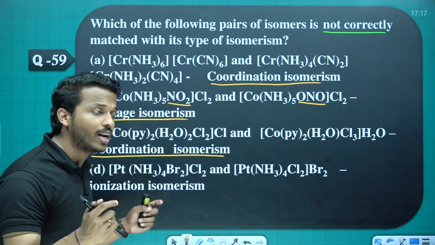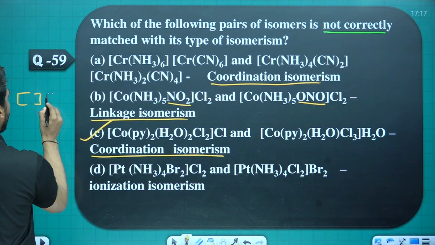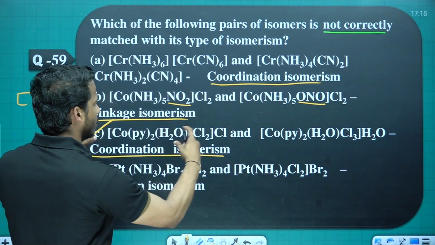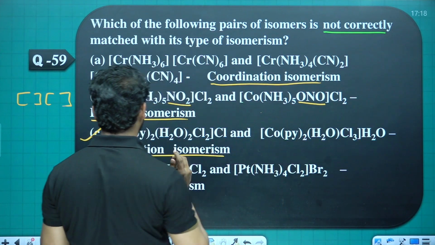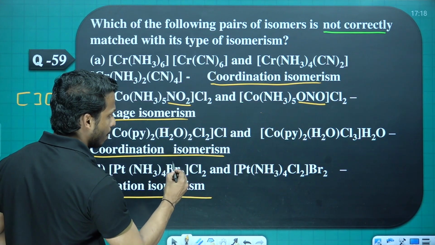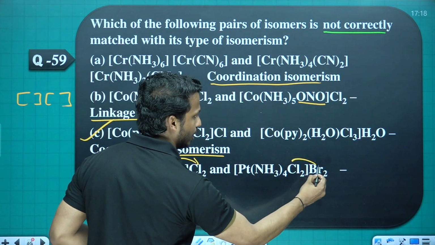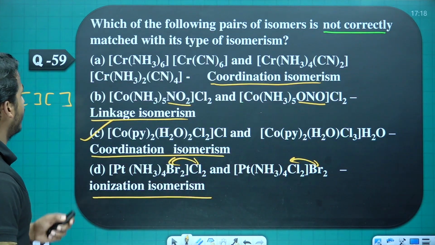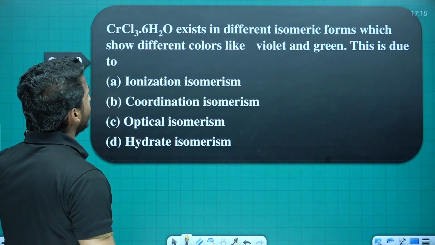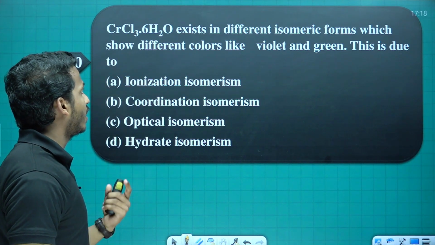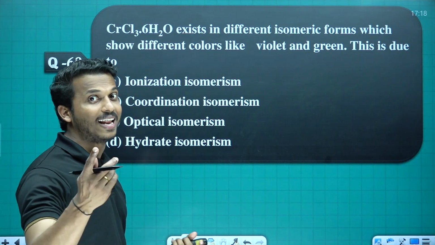See, coordination isomerism means there will be two coordination spheres from which the species are interchanging. Here you see this is one species, this is another species. No. What about the last one? Ionization. Yes, see that bromine and chlorine get interchanged here. That is our ionization isomerism. So what is the answer? C.